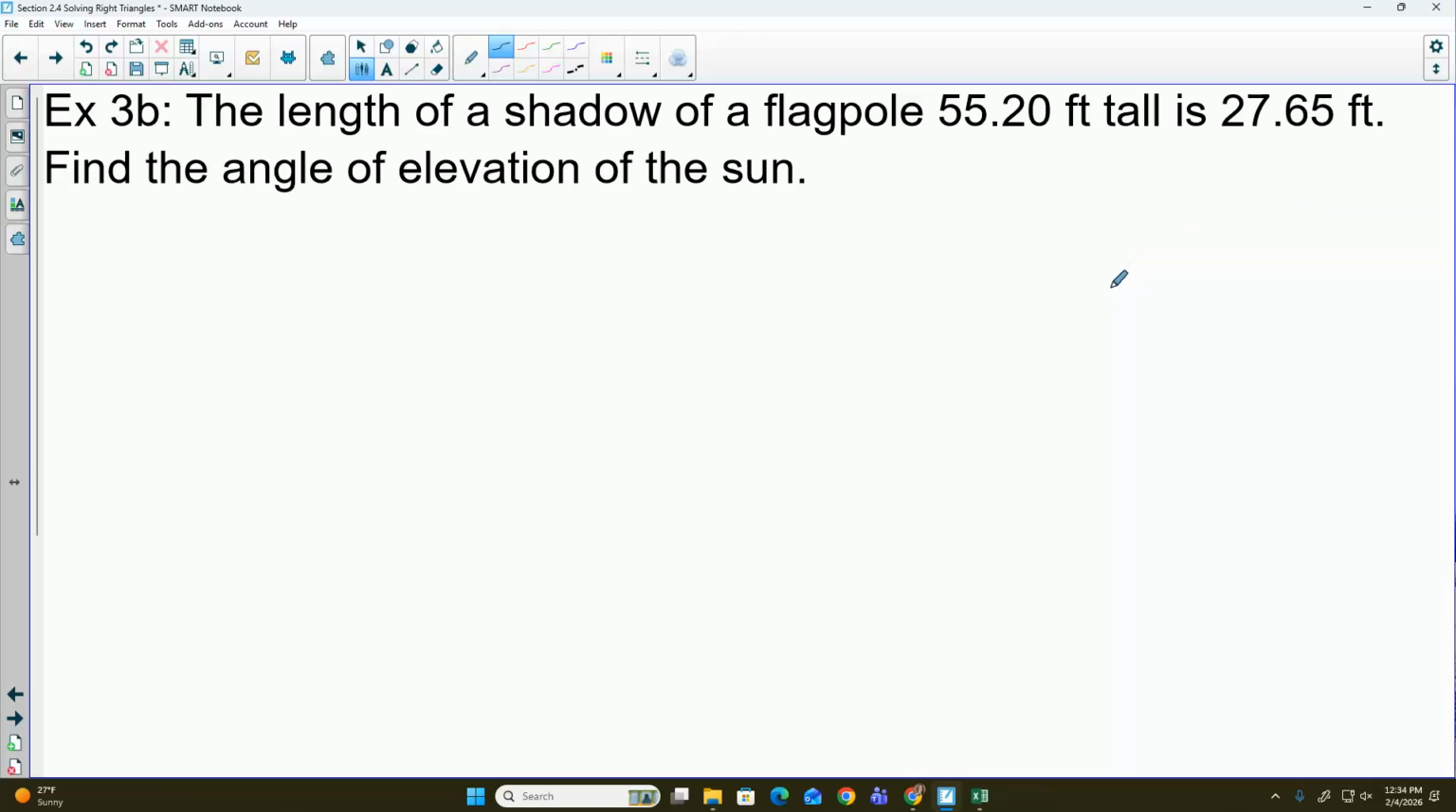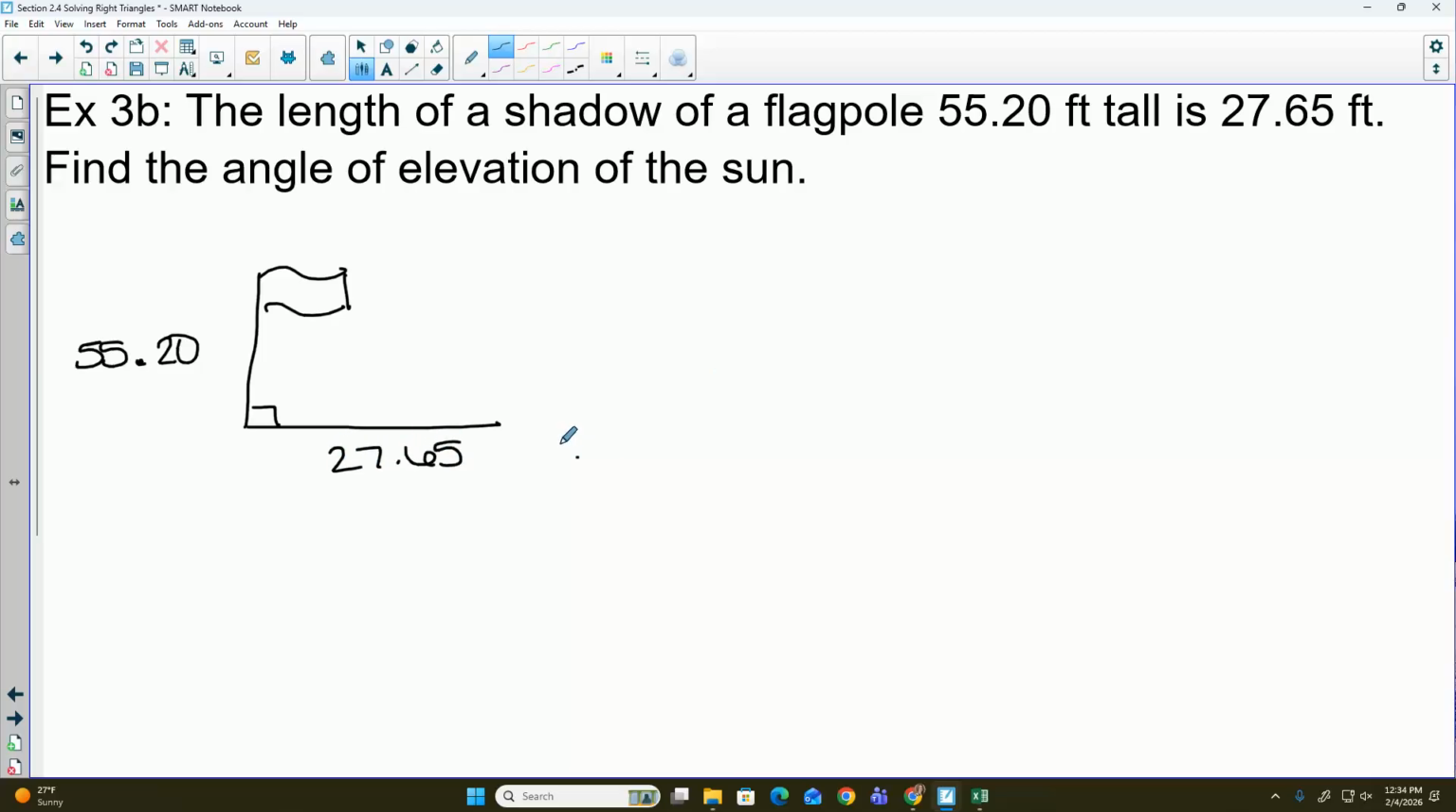The length of a shadow of a flagpole, 55.20 feet tall. So what should I do? All right, here's my flagpole. I'll even put a flag on it. I'm just that artistic. All right, I know it's 55.20, so how many significant digits is that? 4. All right, here's a tricky question. It never fails. I'll put a question on the test or quiz with a shadow, and people don't know where the shadow goes. Where's your shadow? On the ground. Okay, thank you. So my shadow is down here, and the length of that shadow is 27.65.